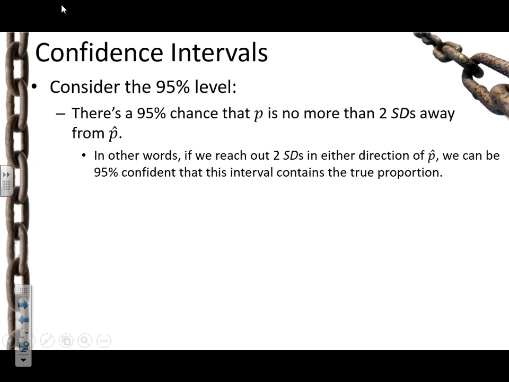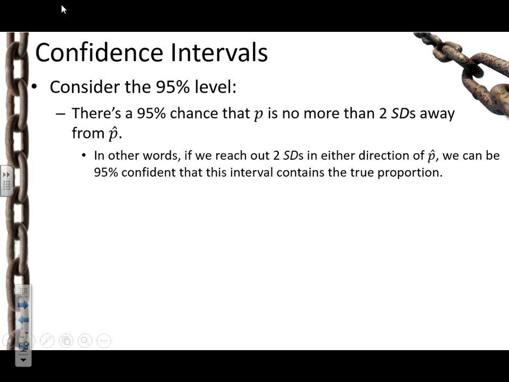So let's think about the 95% level. At 95%, we said we should be within 2 standard deviations of the true value. Okay? Now, if we're at the 95% level, there's a 95% chance that the true proportion is no more than 2 standard deviations away from p-hat.